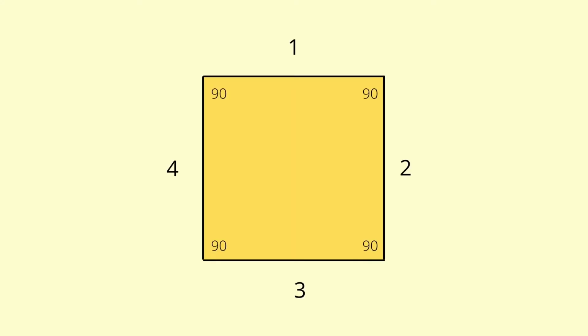Similar to a rectangle, a square has four sides and four angles that are 90 degrees as well. The difference is that all four sides of a square have the same length.